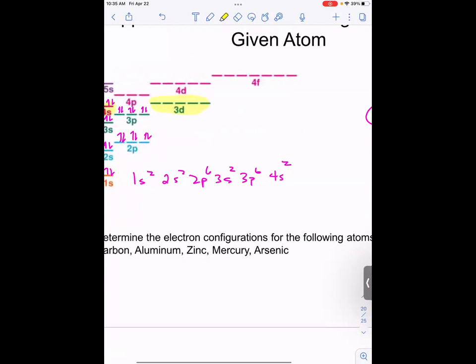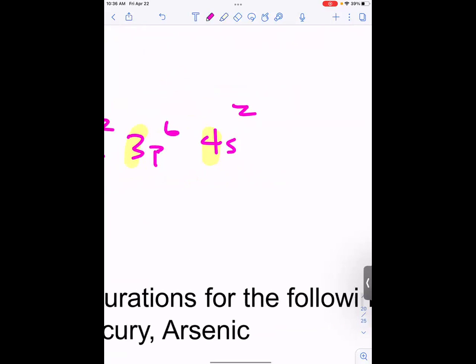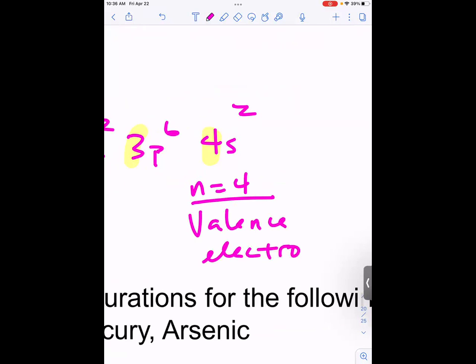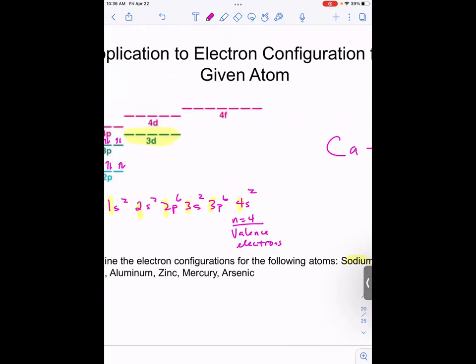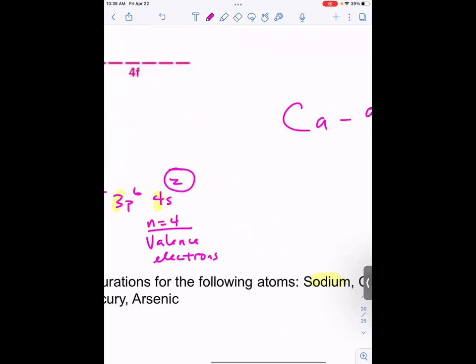Right? What's the highest principal quantum number? N. It's 1 here, 2 here, 3 here, and then 4 here. So my highest energy orbital out of all of these is this one, where N equals 4. So these are my valence electrons. Right? So now calcium has 2 valence electrons.